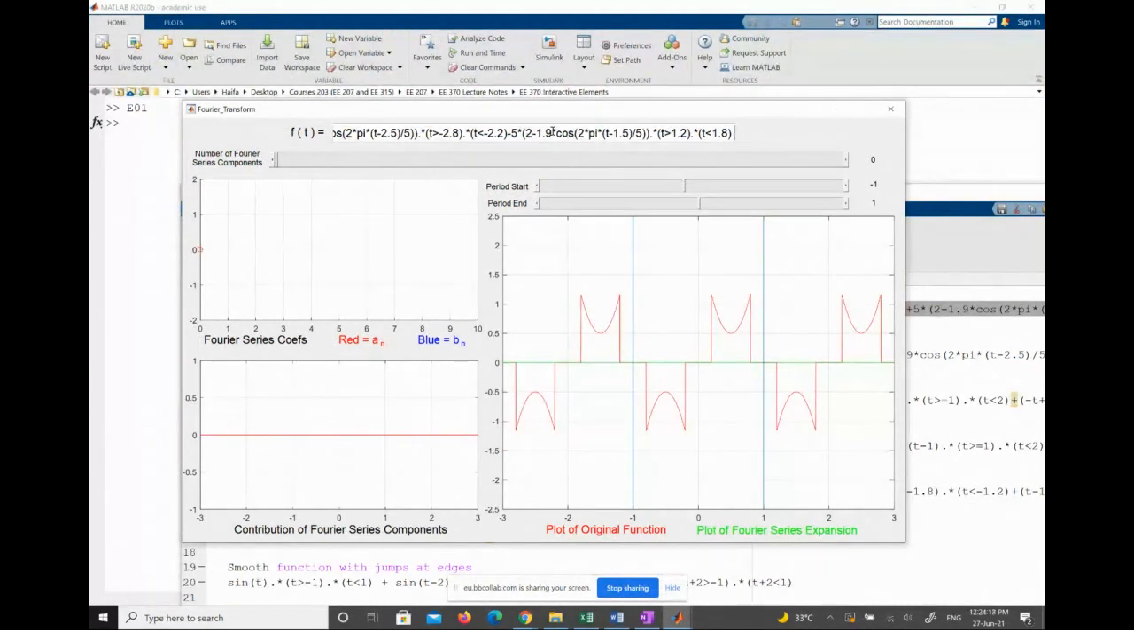This is the first shape. In fact, if you remember, I sketched this last time. I told you, do you think that the Fourier series can simulate this? Now, this is a periodic signal. If you notice, this is a periodic signal.